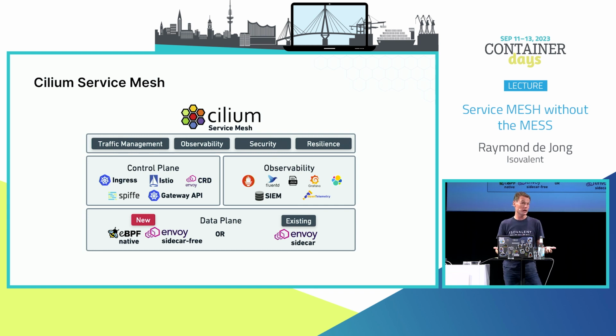We're using your Kubernetes resources, so we're not planning to introduce a new control plane. You just use ingress resources or gateway API resources. You can even do envoy CRDs for advanced use cases. We don't see that a lot, so we recommend ingress or gateway API for simplicity's sake, and obviously SPIFFE.